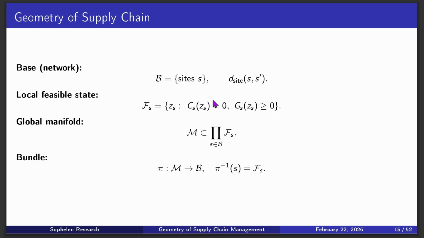Now, each site has its own manifold. So the manifold of the entire supply chain network lives inside this product space. This product space is humongous. But due to all the business constraints, due to the laws of nature and so on, this manifold is very small, but it still lives inside this ginormous space.